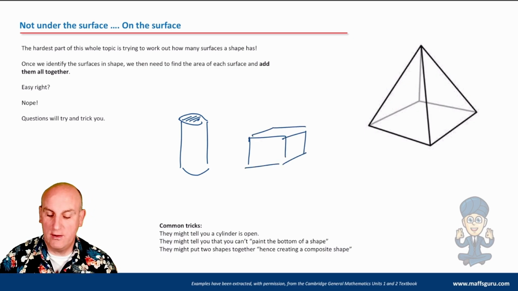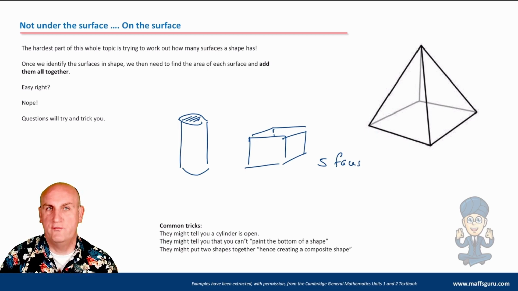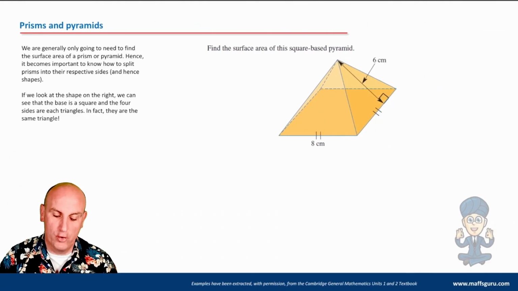That means, in fact, there are only 5 faces. Why is there only 5 faces? Because there's not one on the top. So we do this to try and trick you over and over again. So that's a bit of a forewarning.